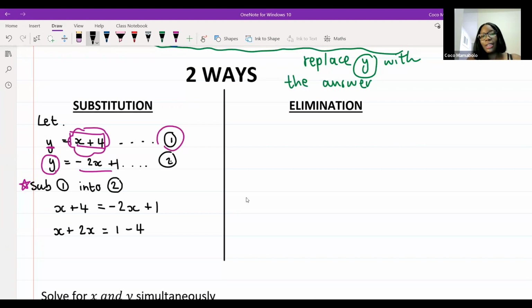Does anybody have an answer for x for me? Lesego says, ma'am, is the final answer -1? Yes, it is -1 because this is 3x and this becomes -3. And then I divide by 3 on both sides. Therefore, x is equal to -1.